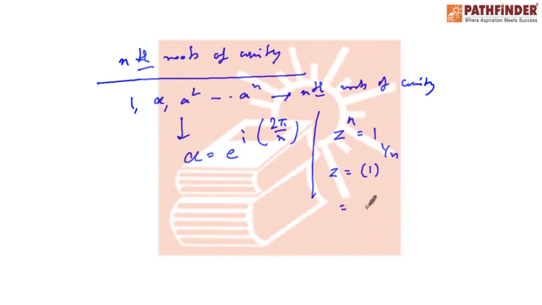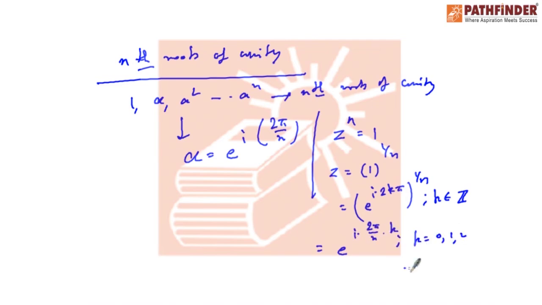By taking 1 as e to the power I times 2k pi, because cos 2k pi plus I sin 2k pi for any integer k will always give us 1, and hence we get e to the power I times 2 pi by n into k, where k can be taken as 0, 1, 2 up to n minus 1, which are giving us these n roots, and hence e to the power I into 2 pi by n, e to the power I into 2 pi by n whole square, etc., will become the nth roots of unity.